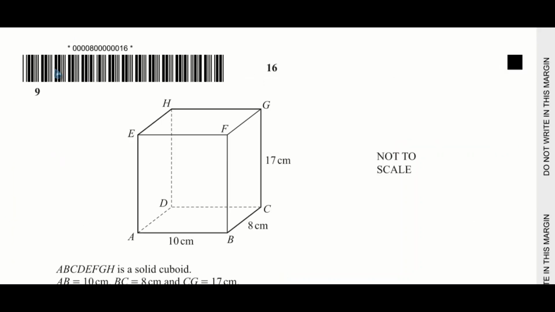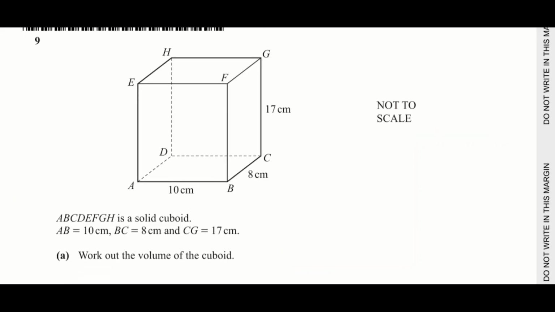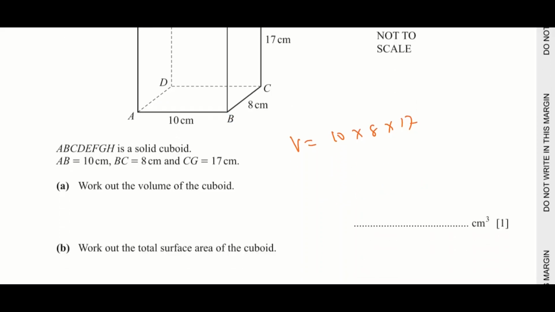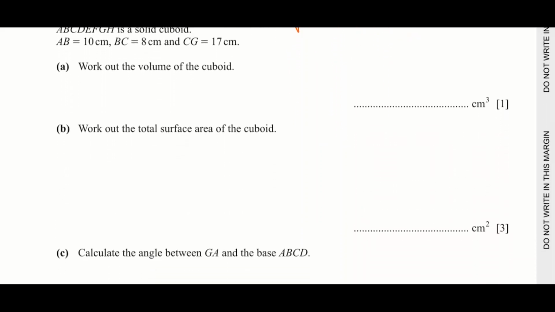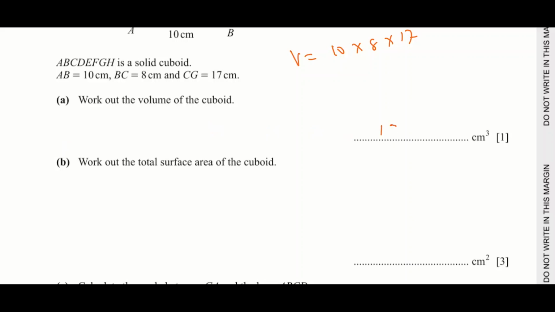That's question 9. ABCDEFGH is a solid cuboid. AB equals 10 centimeters, BC equals 8 centimeters, and CG equals 17 centimeters. Work out the volume. Okay, so the volume is pretty straightforward. It will be 10 times 8 times 17. If you input that into a calculator, you should get 1360 cubic centimeters.